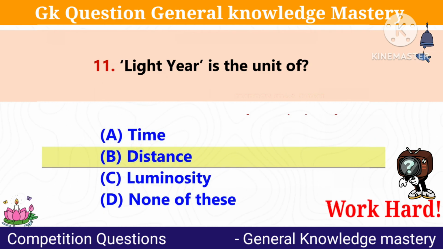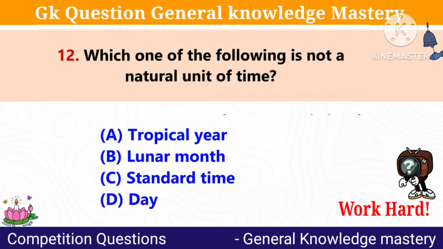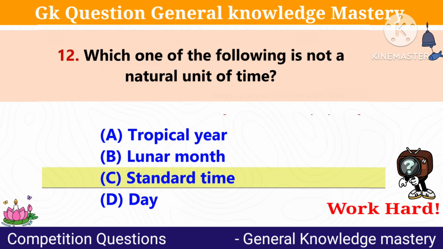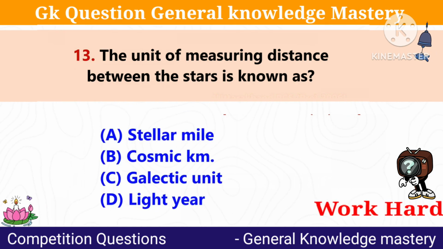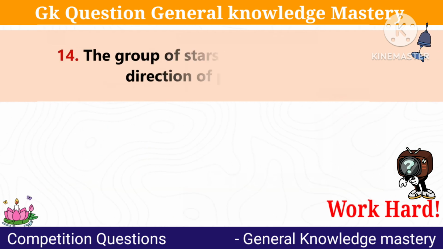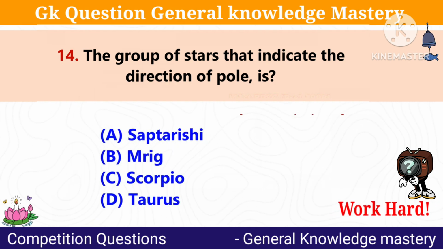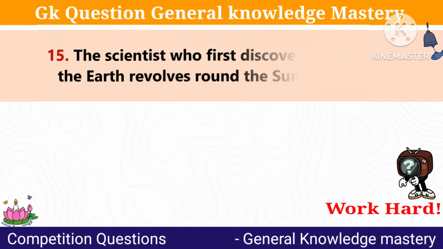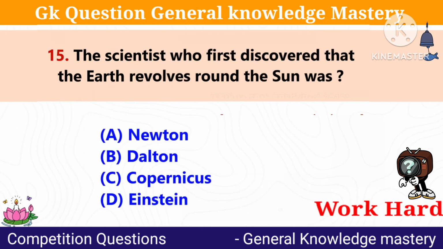Which one of the following is not a natural unit of time? Answer: standard time. The unit of measuring distance between the stars is known as? Answer: light year. A group of stars that indicates the direction of the pole is? Answer: Saptarishi. The scientist who first discovered that the Earth revolves around the Sun was? Answer: Sir Copernicus.